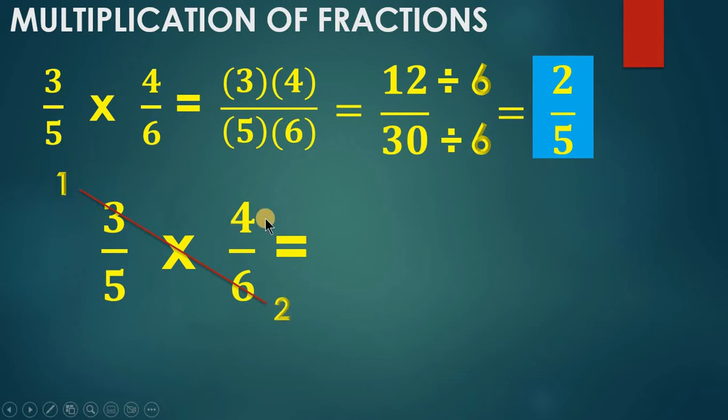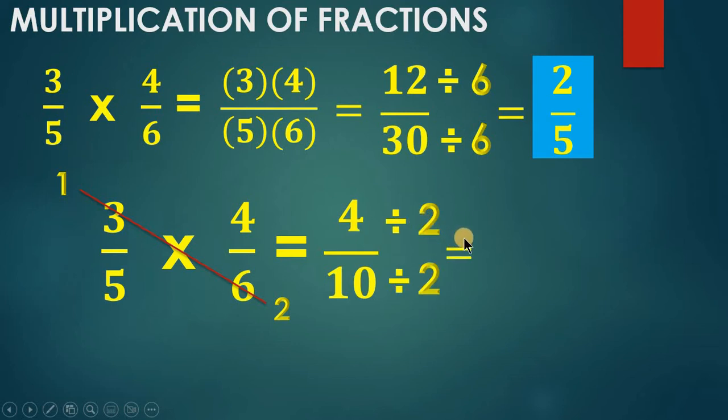So i-multiply natin. So 1 times 4, so syempre we have 4. Then 5 times 2, we have 10. So itong product natin dito is hindi pa yan yung final answer kasi nga pwede pa siyang i-simplify. So ang kukunin lang natin is yung greatest common factor, which is 2. Ayan. So 4 divided by 2, so we have 2. And then 10 divided by 2, we have 5. So yung sagot natin is 2/5 na kaparehas din dito.